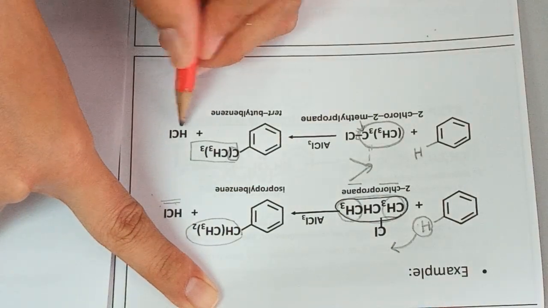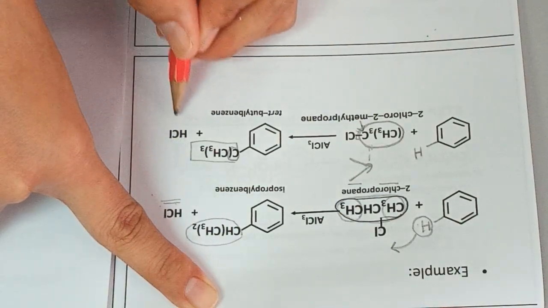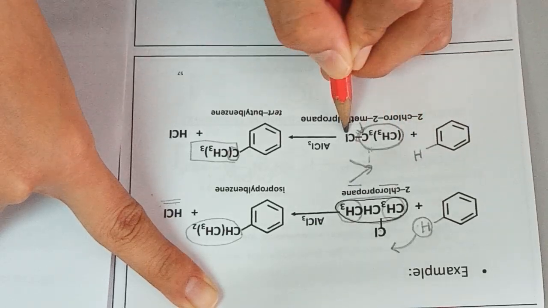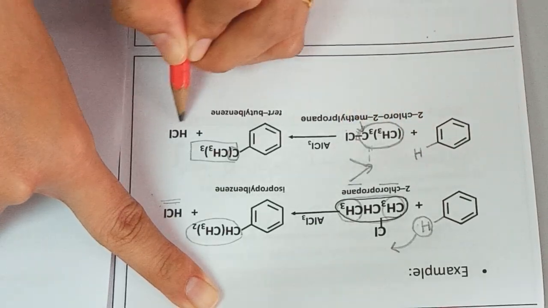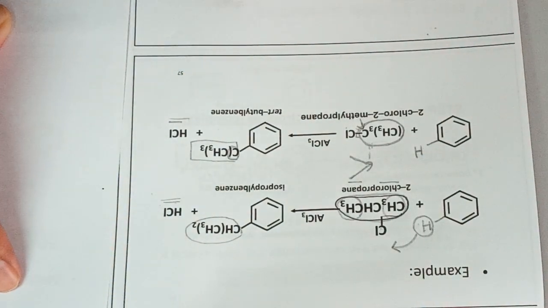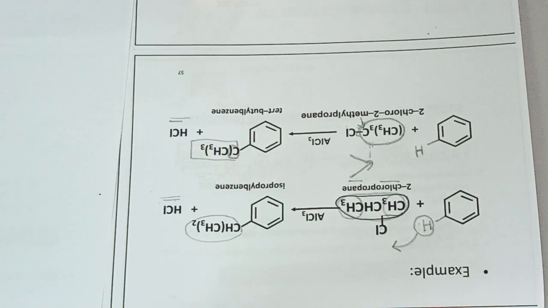As I said earlier, where does this HCl come from? This hydrogen that was taken out will combine with this chlorine from the haloalkane to form the side product HCl. Okay, so now let's see the mechanism.